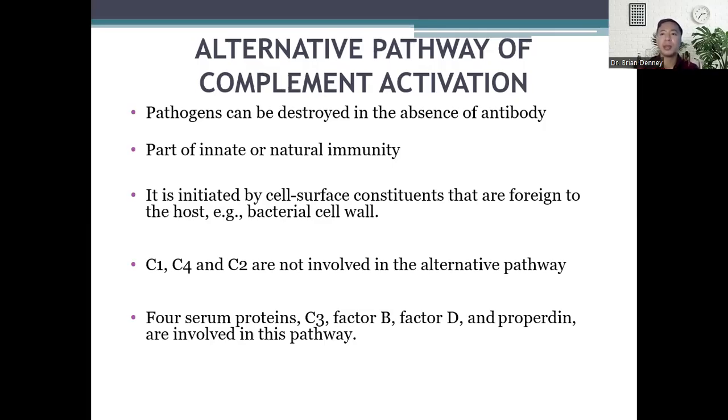Remember in the nomenclature discussion, the proteins involved in the alternative pathway are mainly termed factor followed by a capital letter. So in this case, we have two: factor B and factor D. The properdin here is just a stabilizing complement protein, which does not play a role in the activation. But still, it is part of the alternative pathway, though not in the activation of the cascade.